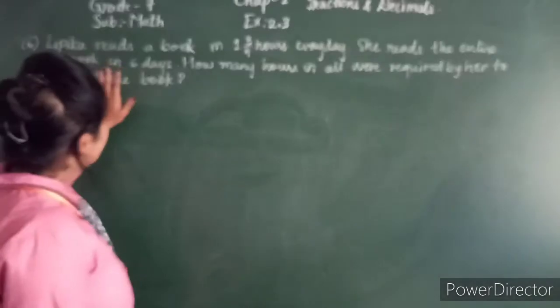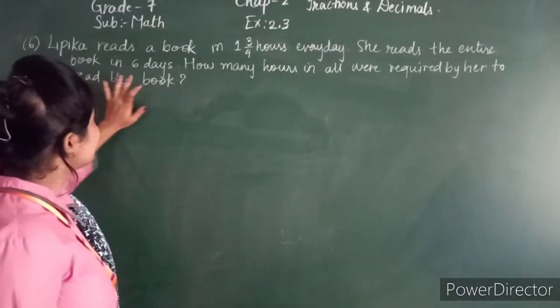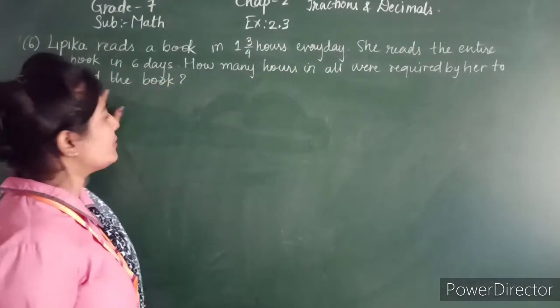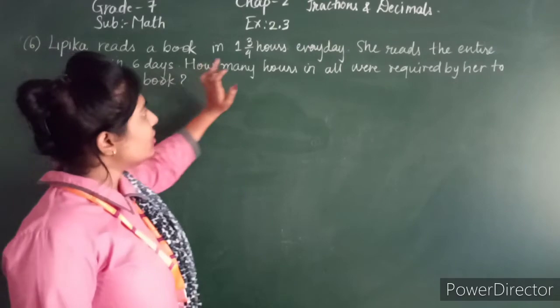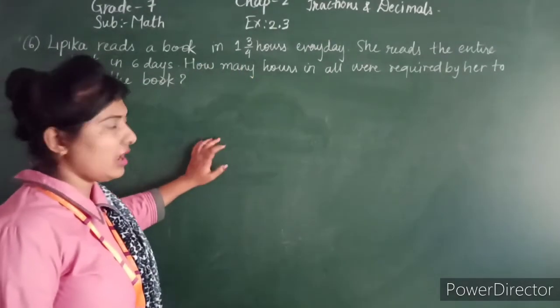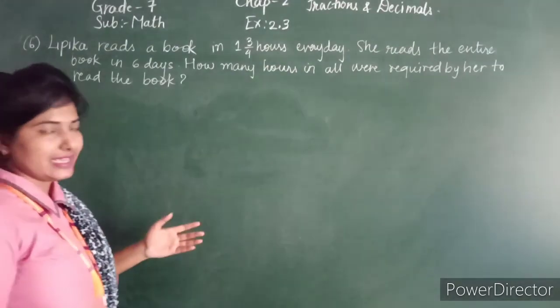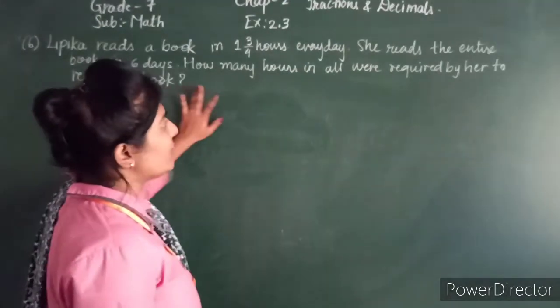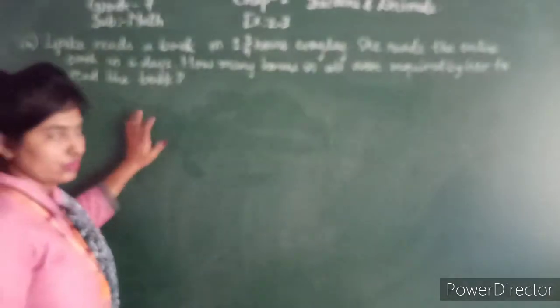Number 6. Lipika reads a book in 3 by 4 hours every day. She read the entire book in 6 days. How many hours in all were required by her to read the book? So every day Lipika reads the book 3 by 4 hours and she read the entire book in 6 days. So we have to find how many hours she required to read the book.